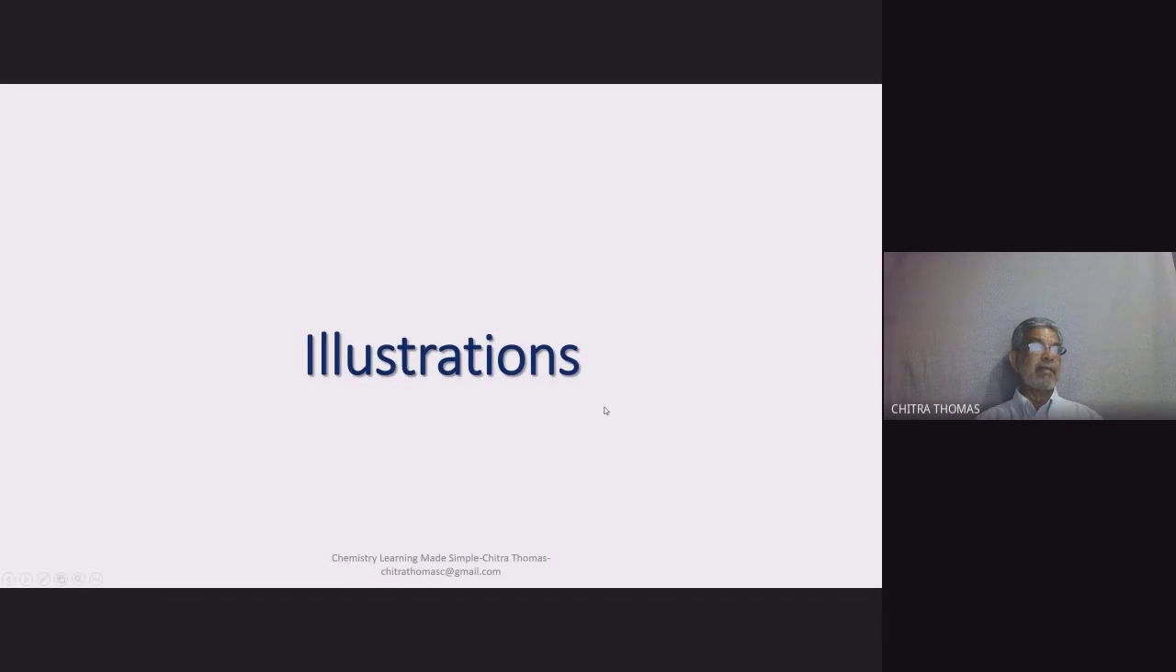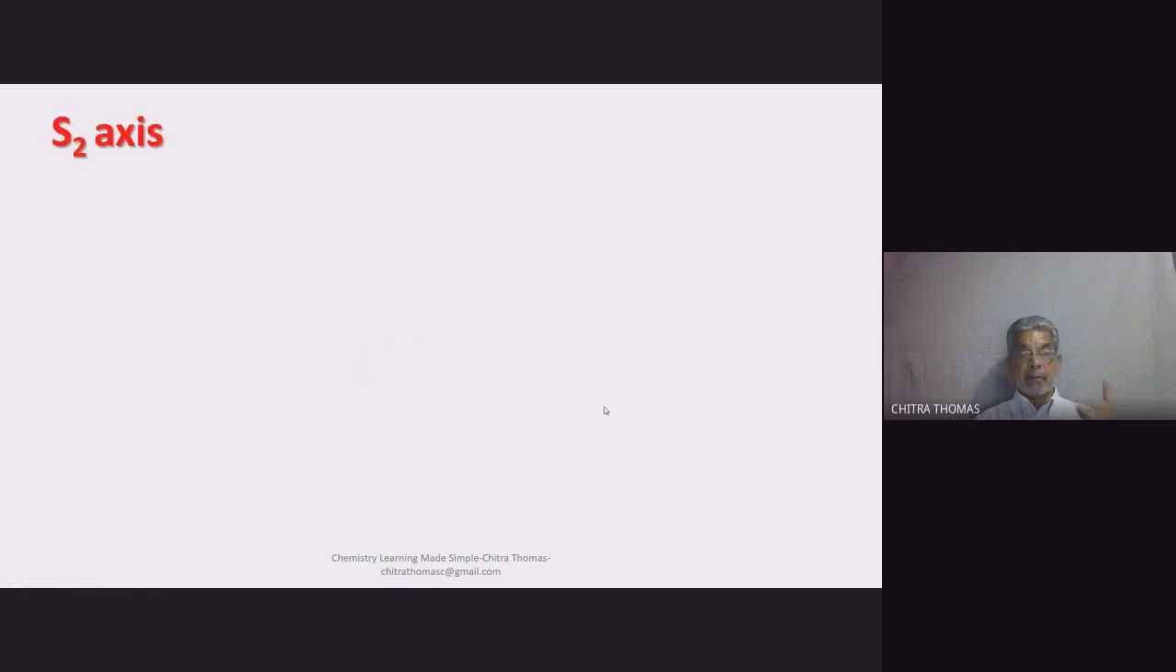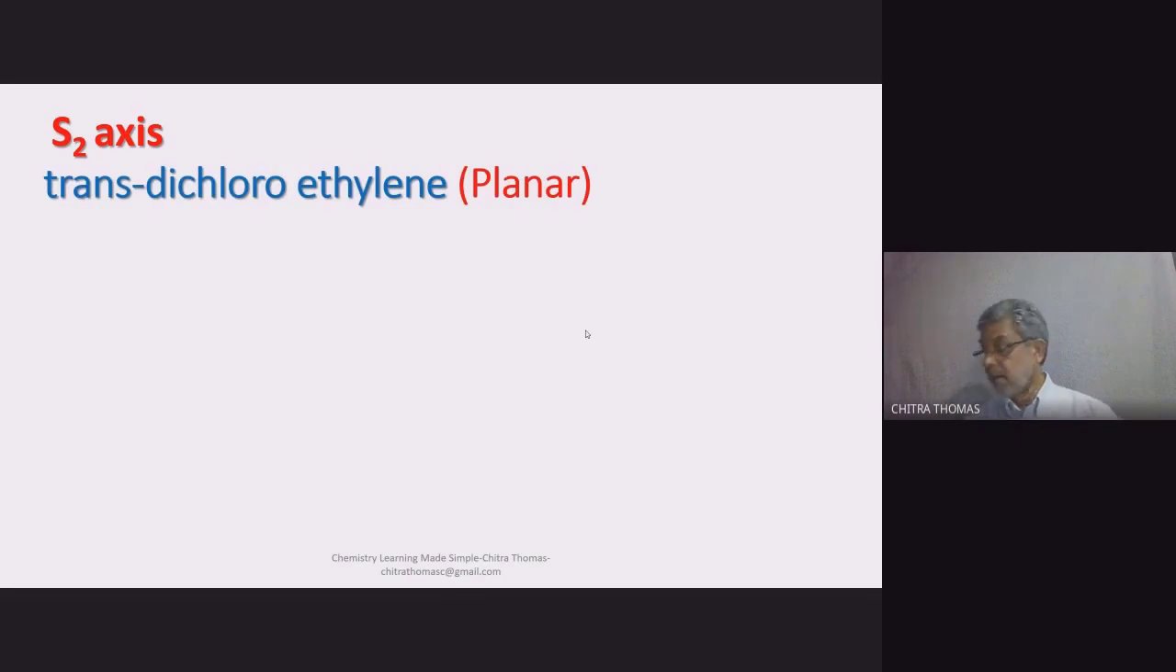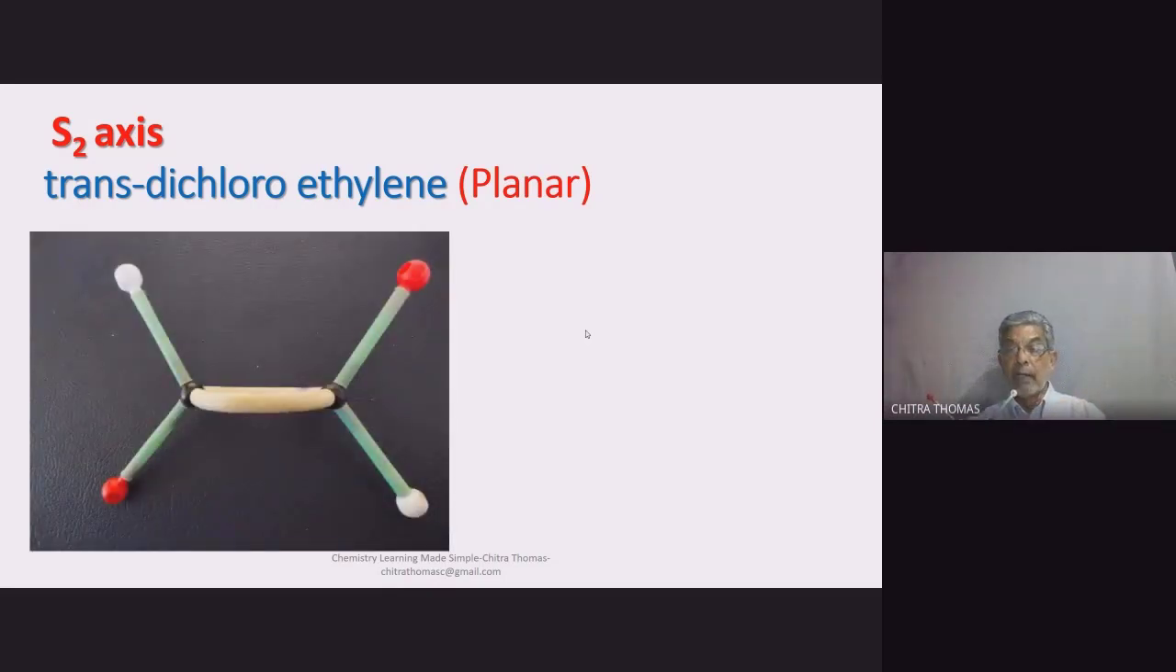Then illustrations. You follow this carefully. S2 axis, trans-dichloroethylene. This is a model of the trans-dichloroethylene, and this is a photograph of the molecule. The two chlorine atoms are trans to each other. This molecule is planar.